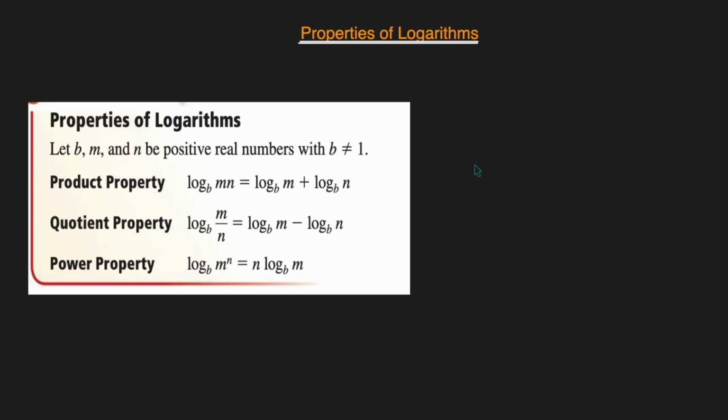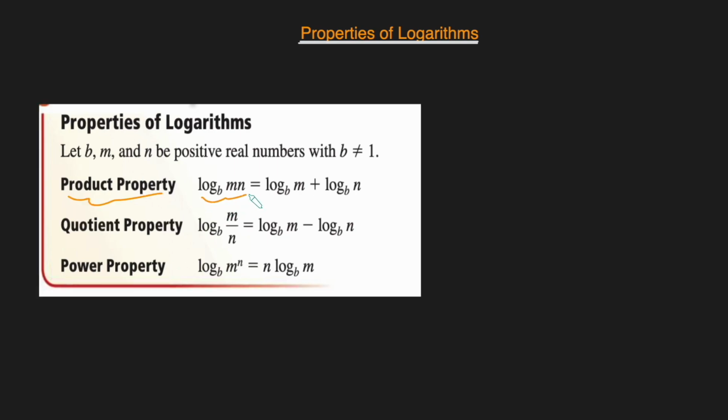Today is about properties of logarithms. As you see in the product property, if we have a multiplier, a variable or a constant, it converts to an addition, and vice versa. If we have a quotient, that will be subtraction. The power property: a log of a base to any power turns out to be that power times the log itself.